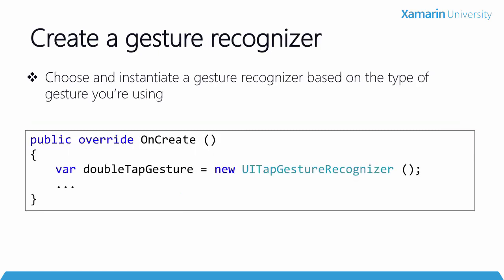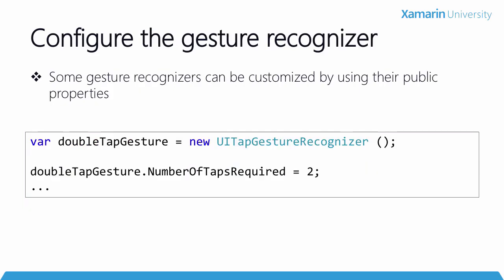Next, we'll instantiate an instance of the Gesture Recognizer class that you wish to use. And you can see on slide, we're going to use the UITapGestureRecognizer in this code block. Now, some gesture recognizers have additional properties that can be set to modify the behavior, and this is an excellent example. For our tap gesture recognizer, it has a number of taps property, and this is going to control the number of taps required before the gesture has been considered complete.